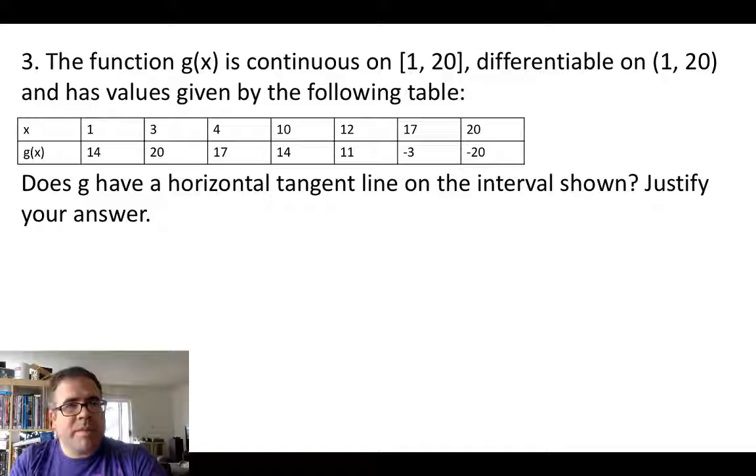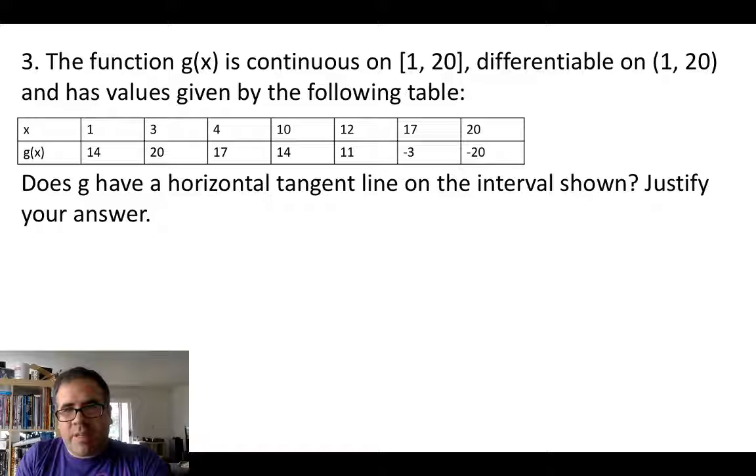Here's the table. You can read it yourself. Does g have a horizontal tangent line on the interval shown? Justify your answer. Now, as you're reading this, since this is a problem made up by a person, kind of me, I got the form from an AP test, but I made up these values.